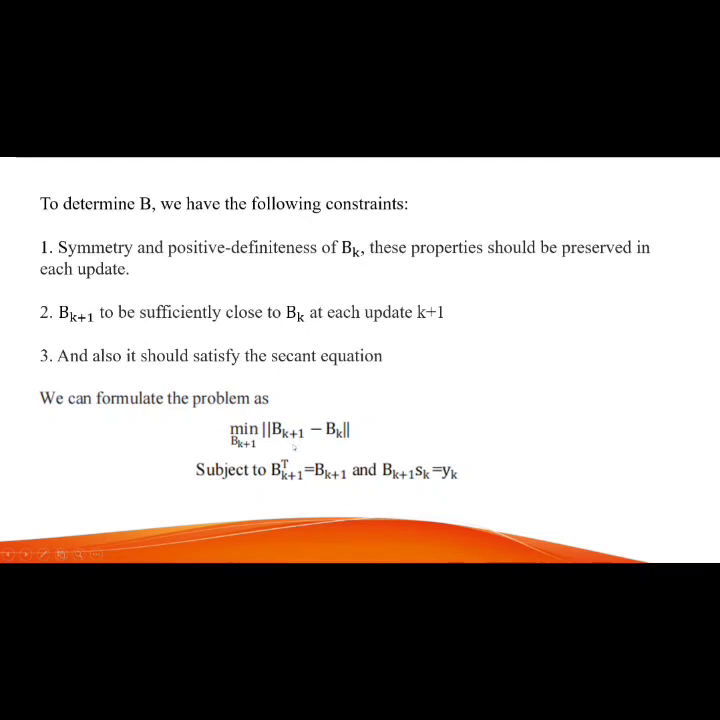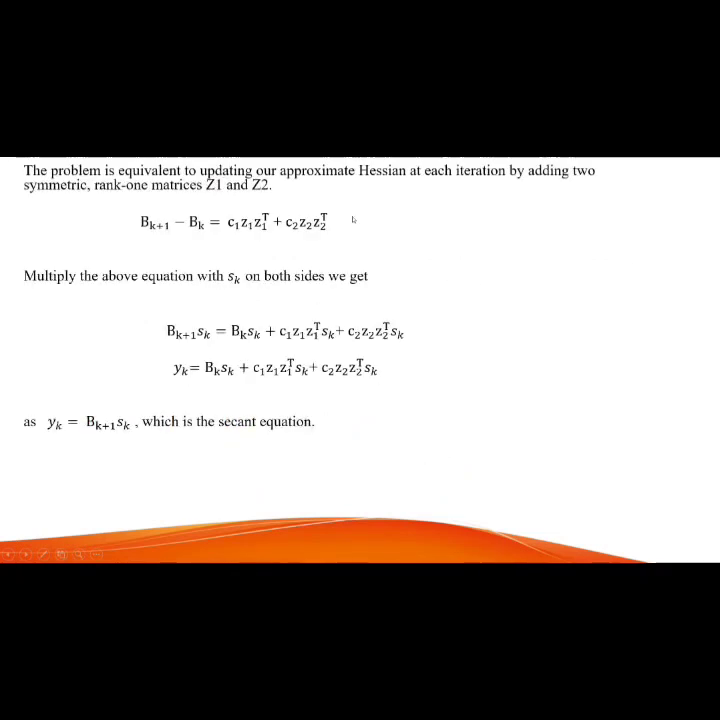And this problem is equivalent to updating our approximate Hessian at each iteration by adding two symmetric rank 1 matrices Z1 and Z2. That is, bk plus 1 minus bk is equal to C1 Z1 Z1 transpose plus C2 Z2 Z2 transpose. If we multiply this equation with sk on both sides, we get this equation where bk plus 1 into sk is equal to yk, that is the secant equation.